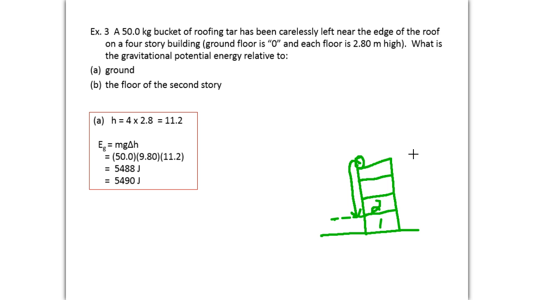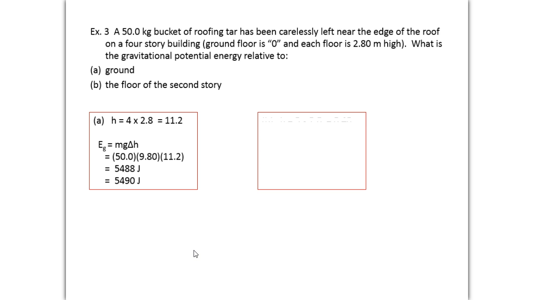Well, the whole building is 11.2 meters high, but it's not falling completely to the bottom. It didn't fall the last 2.8 meters. So 11.2 subtract 2.8, and then you would have the height that the bucket fell. So that will be 8.4, and the formula stays the same.